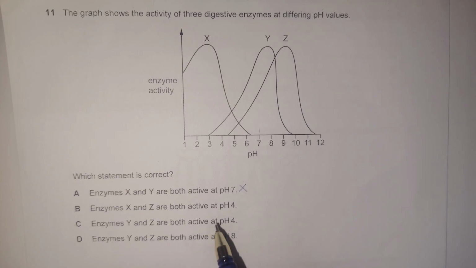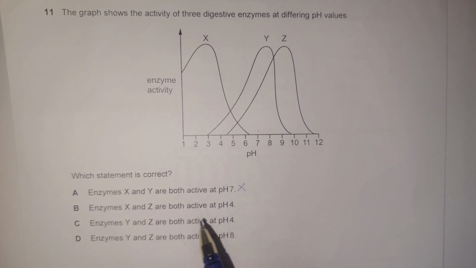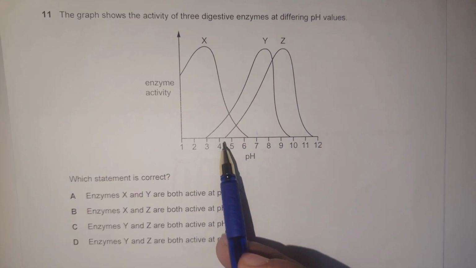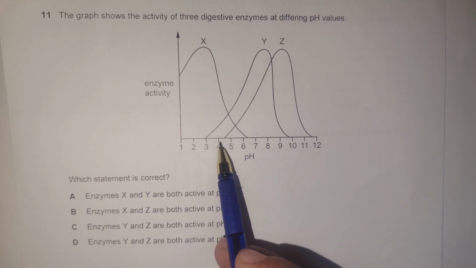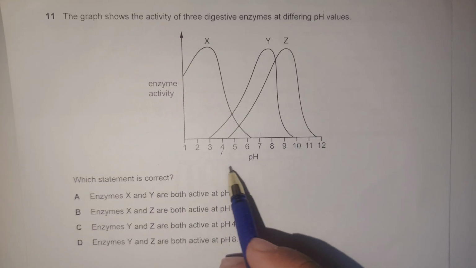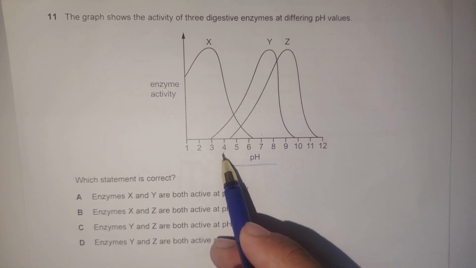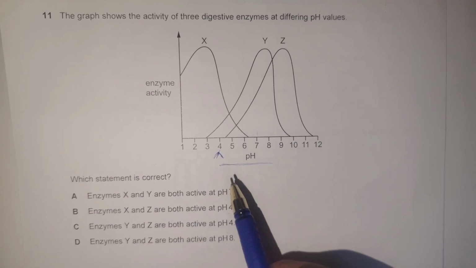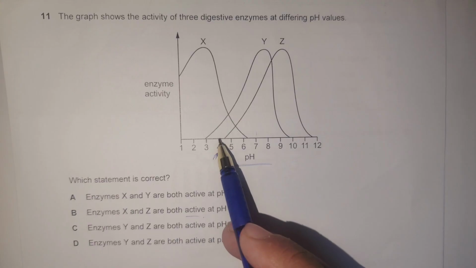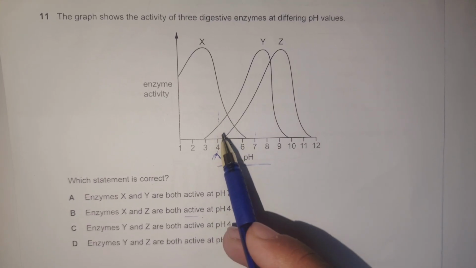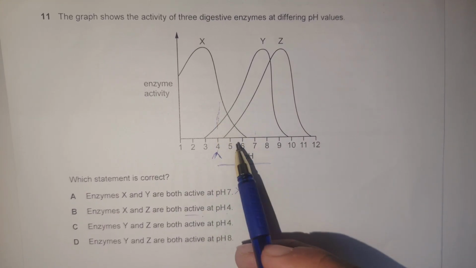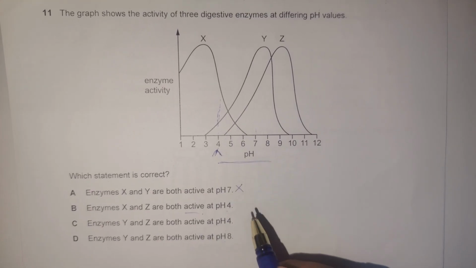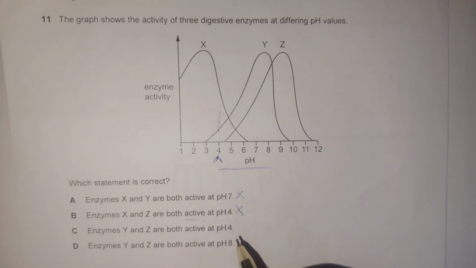Next statement. Enzymes X and Z are both active at pH 4. This statement is also wrong. Why? Because this is pH 4. If you see, this is the pH scale. Got it? So at pH 4, enzymes X and Z are not active. If you take a corresponding line, you can see that enzyme Z has not even started working at pH 4. So this statement is also wrong.